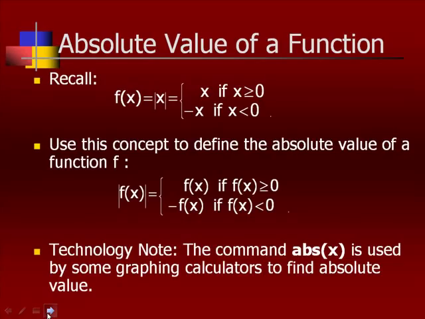Recall, if f of x is written as the absolute value of x, that is equal to x if x is greater than or equal to zero, or negative x if x is less than zero. Use this concept to define the absolute value of a function. The absolute value of f of x is equal to f of x if the function is greater than or equal to zero, or the opposite of that function if f of x is less than zero, which means if the function is positive, then it stays positive. But if the function is negative, then we take the opposite of it to make it positive.